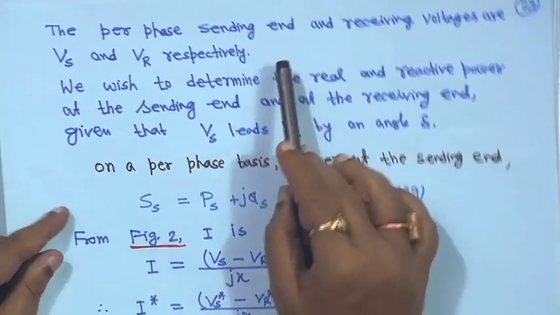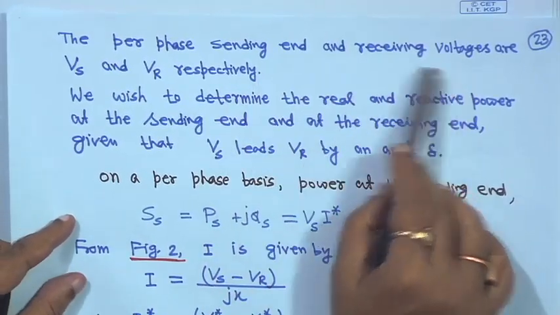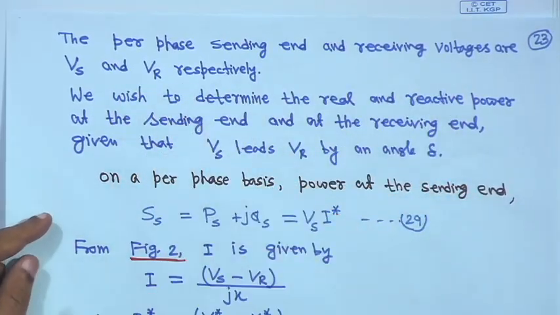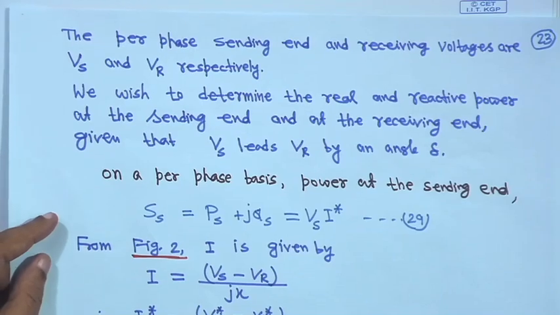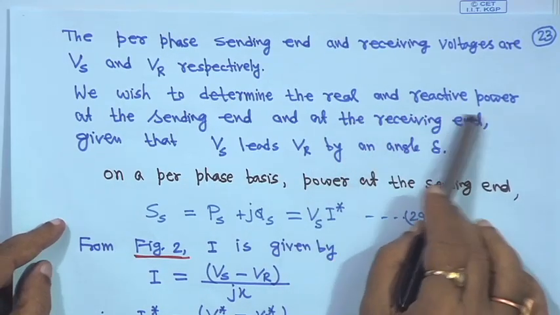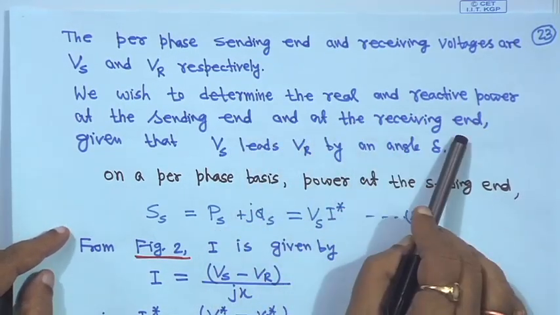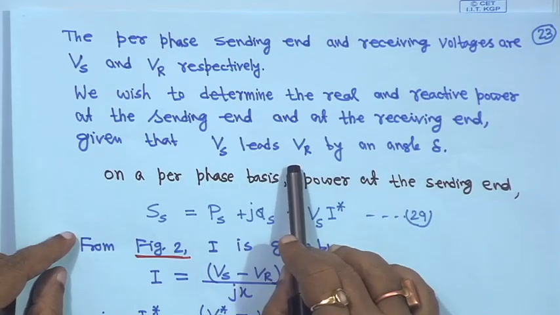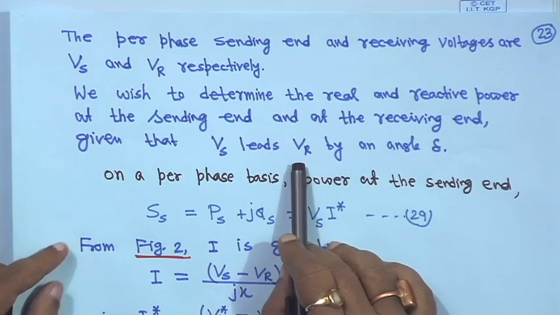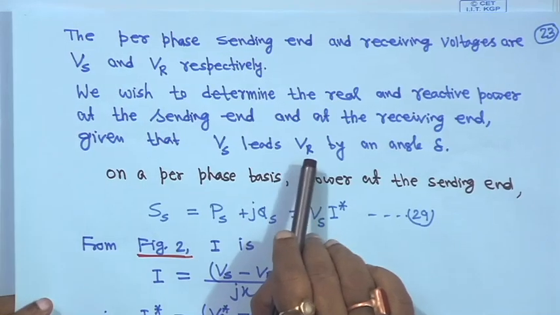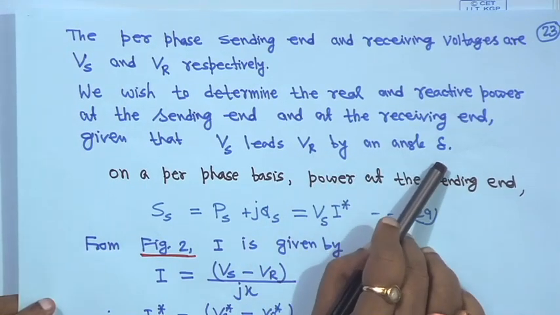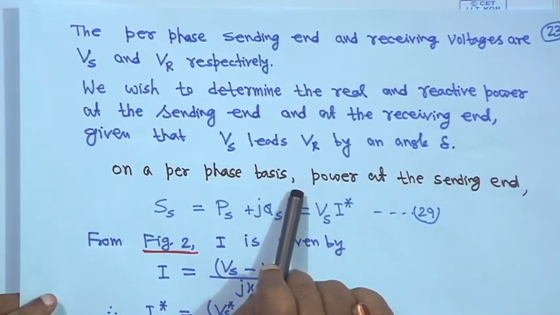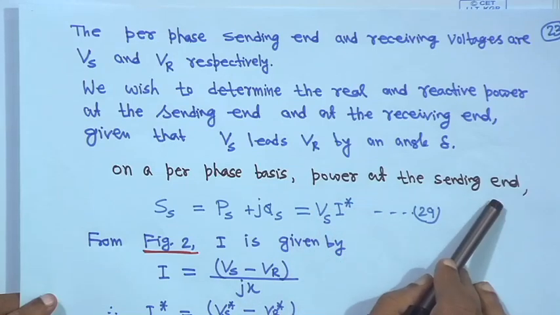So, the per phase sending end and receiving end voltages are V s and V r respectively. We wish to determine the real and reactive power at the sending end and at the receiving end, given that V s leads V r by an angle delta. This condition we have pre-assumed, that V s, the sending end voltage, leads the receiving end voltage by an angle delta.